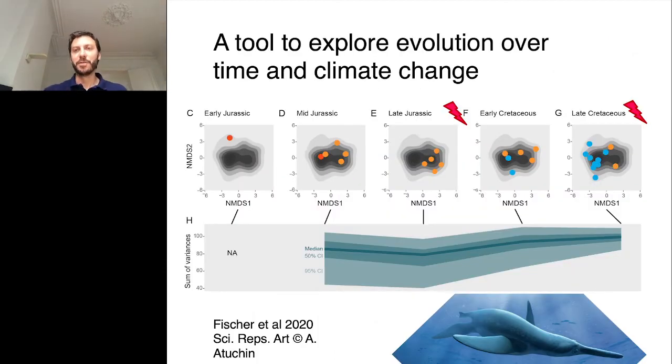And then lastly, what we have done with that technique and this project is use this as a tool to explore how the evolution of these short-necked plesiosaurians happened over time, and thus also over climate and environmental changes. So on all these graphs, from the early Jurassic to the late Cretaceous, you always have the main landscape, in all these shades of gray. And then for each of these time bins, I just plot the animals belonging to that time bin.